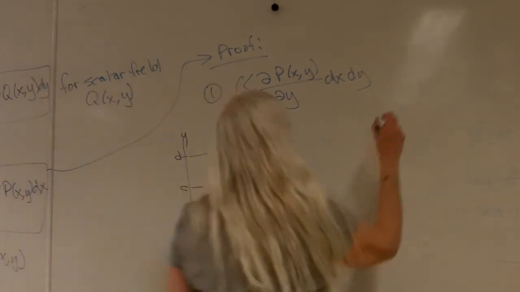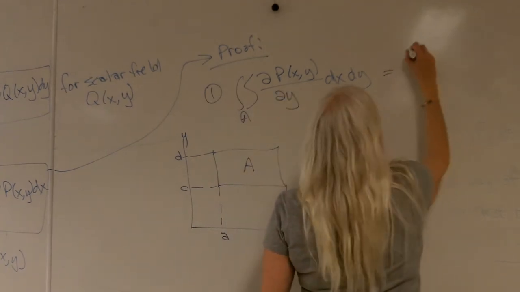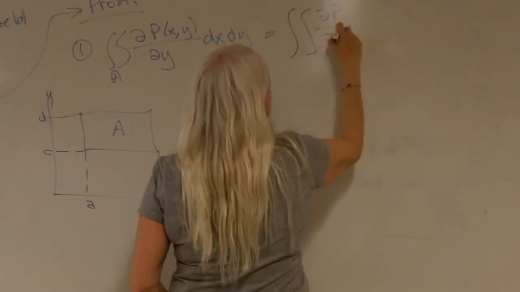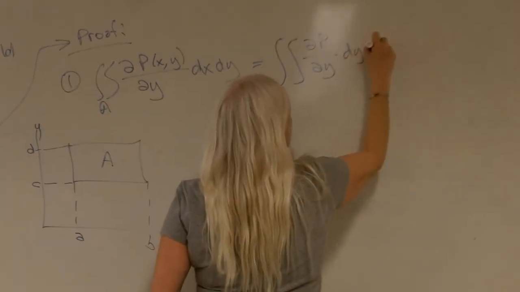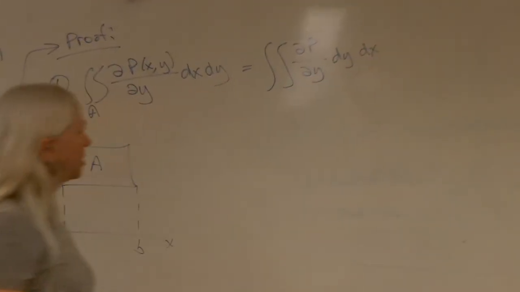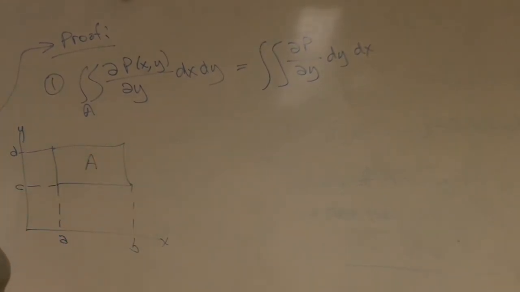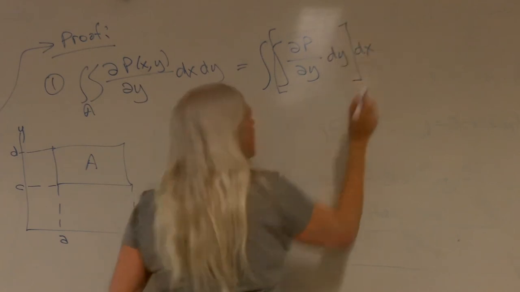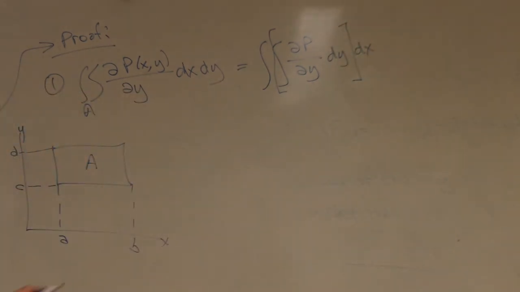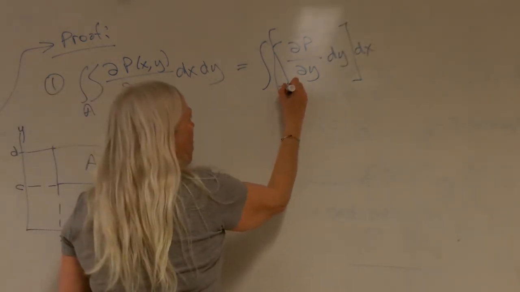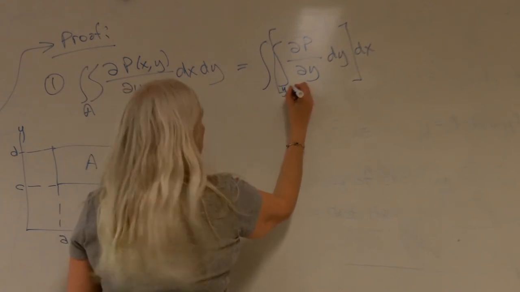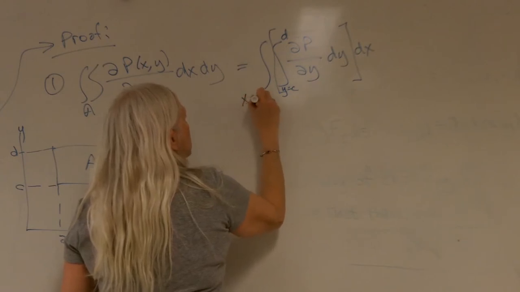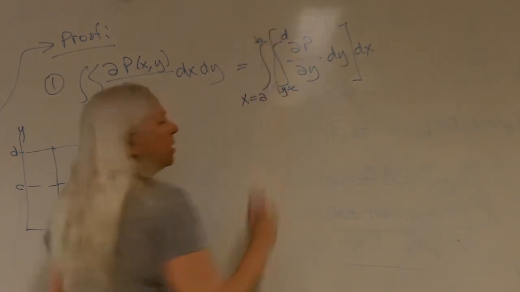So again, we could write limits. Let me actually reverse the order of these integrals. I should be able to do them in either order. So let me put the y one on the inside, because we'll put brackets around it like that. So this inner one, y, is going to go from c to d, and on the outer integral, x is going to go from a to b.